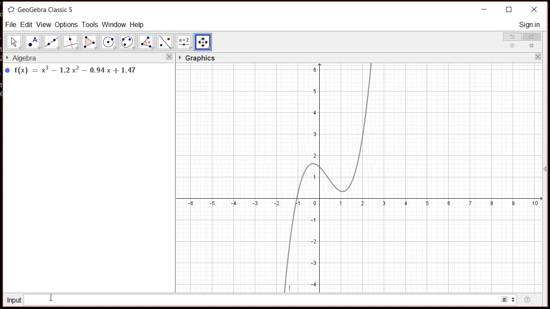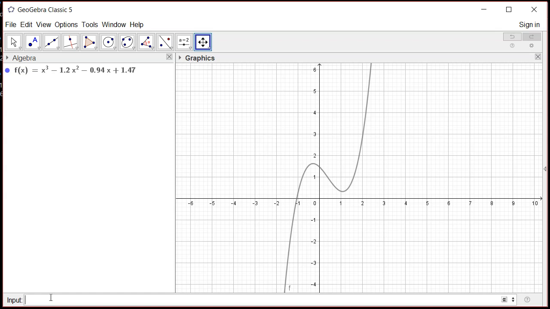Then GeoGebra actually knows how to take the derivative, so I'm going to let GeoGebra take the derivative for us. So f prime of x, then hit enter. So that's the derivative. Graph-wise, you have this curve here, and it's like a parabola looking for the derivative.